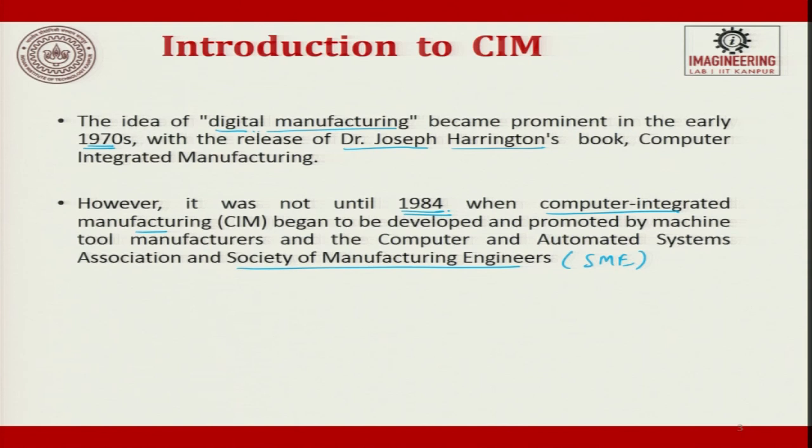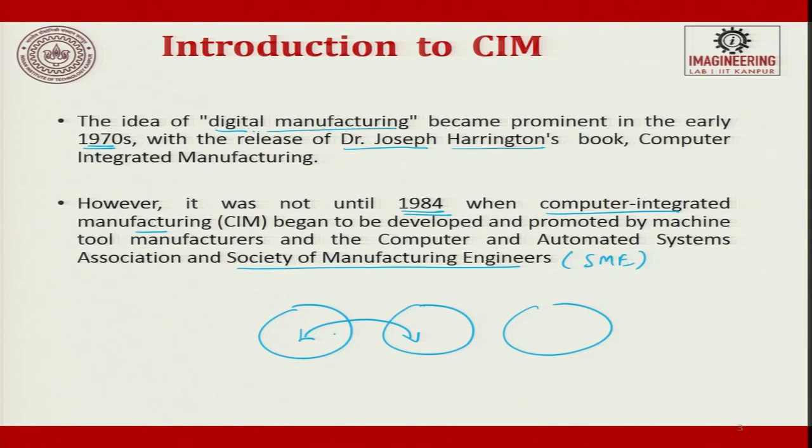What made it a big bottleneck? Because in manufacturing, as I told you, you will have several islands. These islands had a problem communicating, and it is a technical problem. So, this is an island. For example, this can be a CNC machine, this can be a robot, this can be an inspection device. They all had different hardware, different operating systems.